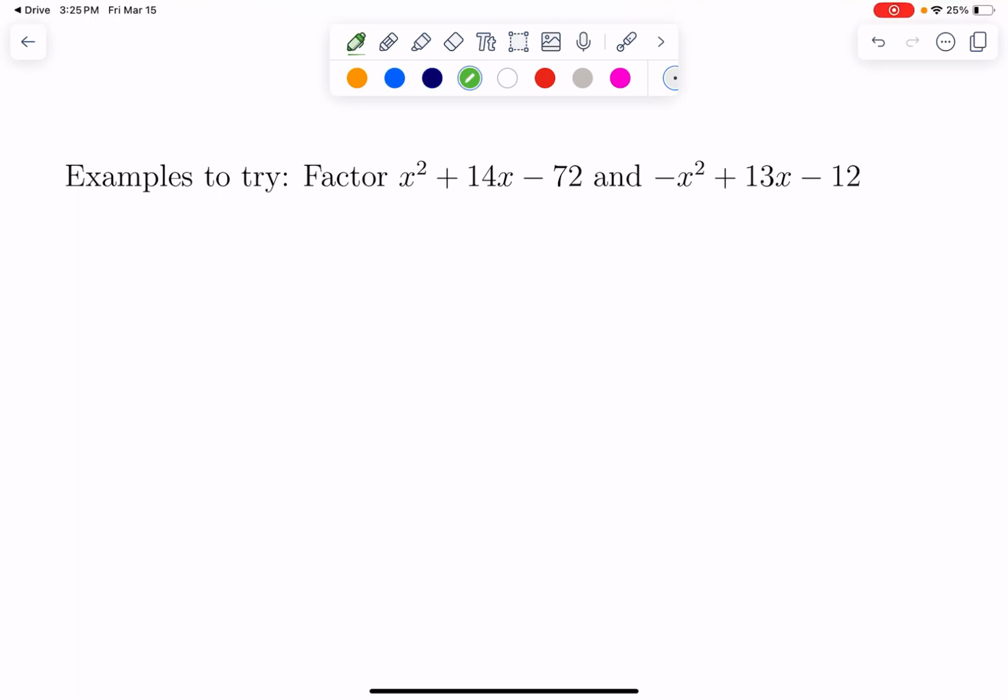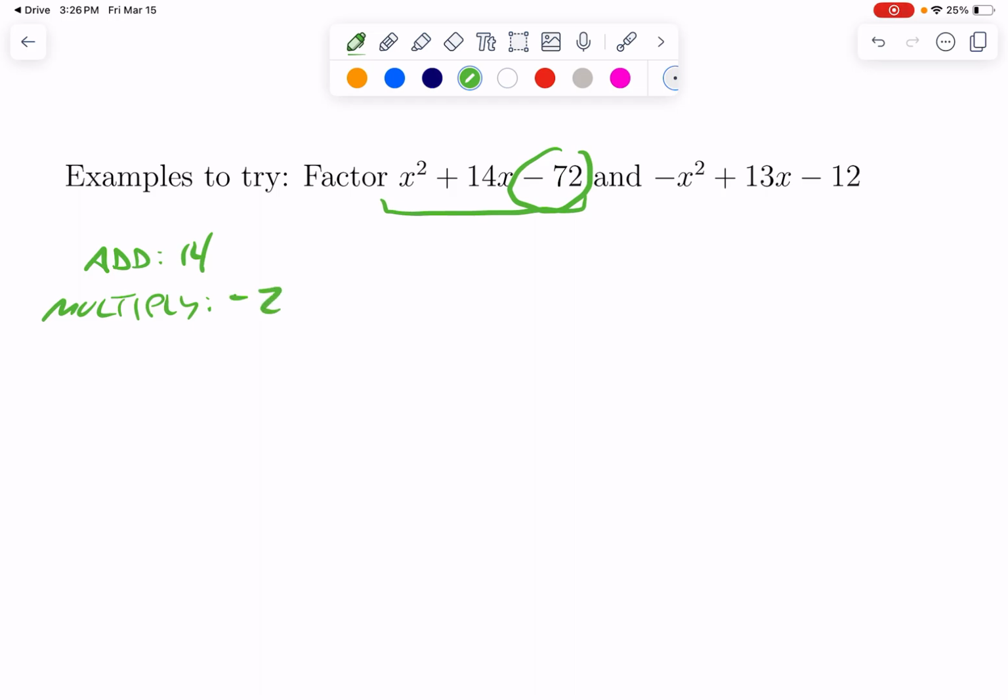So hopefully you did that. For the first one here, right, we want to look at this. And what makes this a little bit challenging is there is a negative. Don't say c is 72. C is negative 72. So we want to come up with 2 numbers where when we add them together, we get 14. And when we multiply them together, we get negative 72.